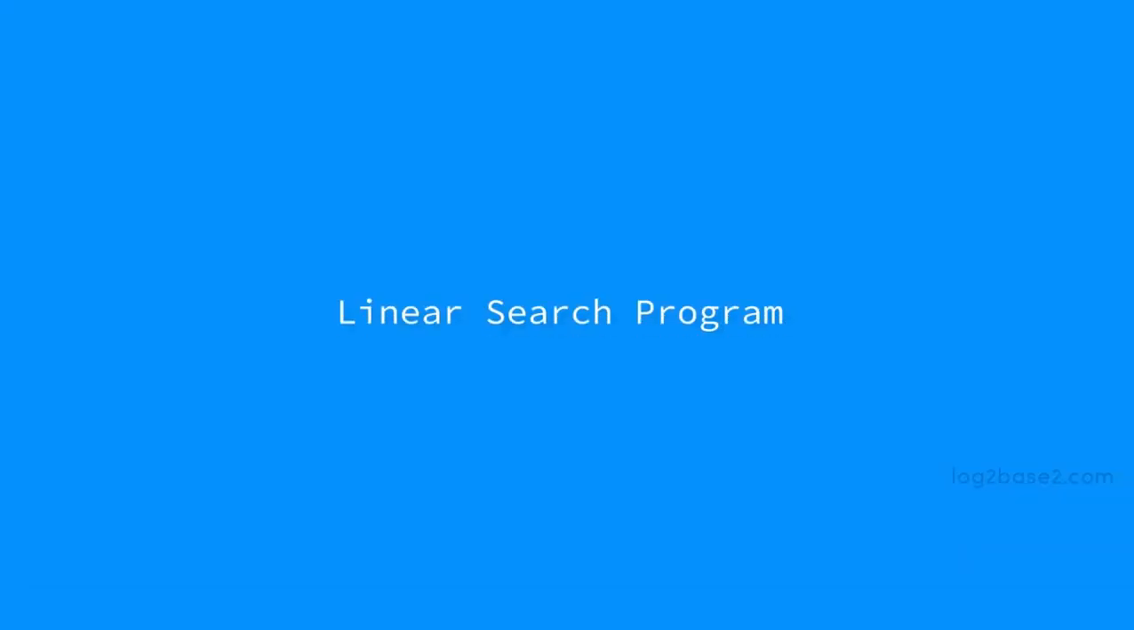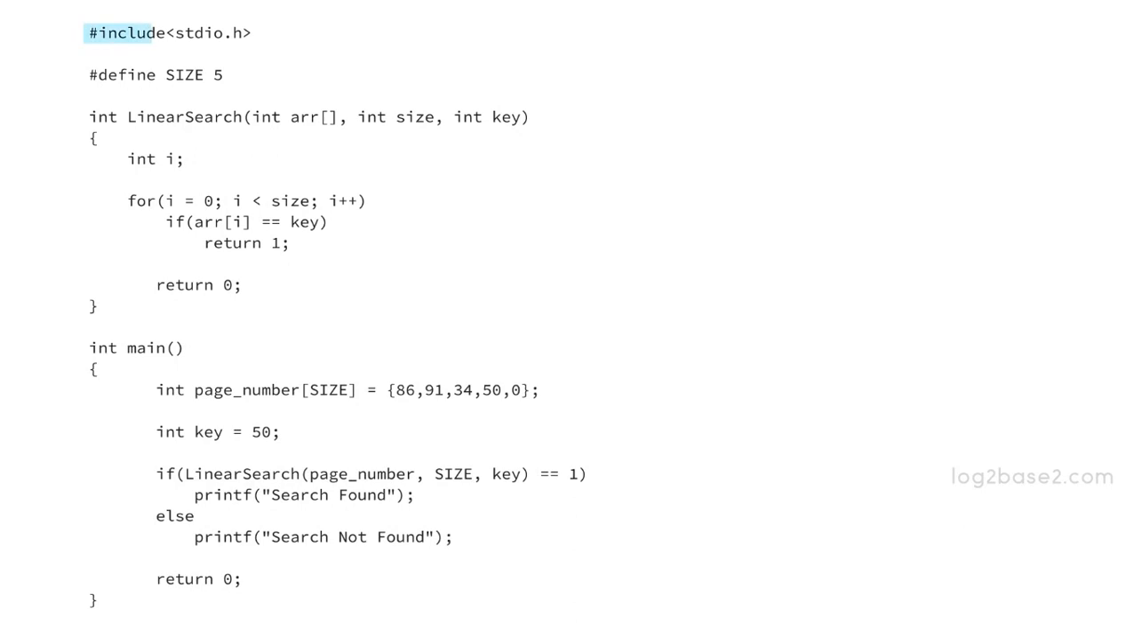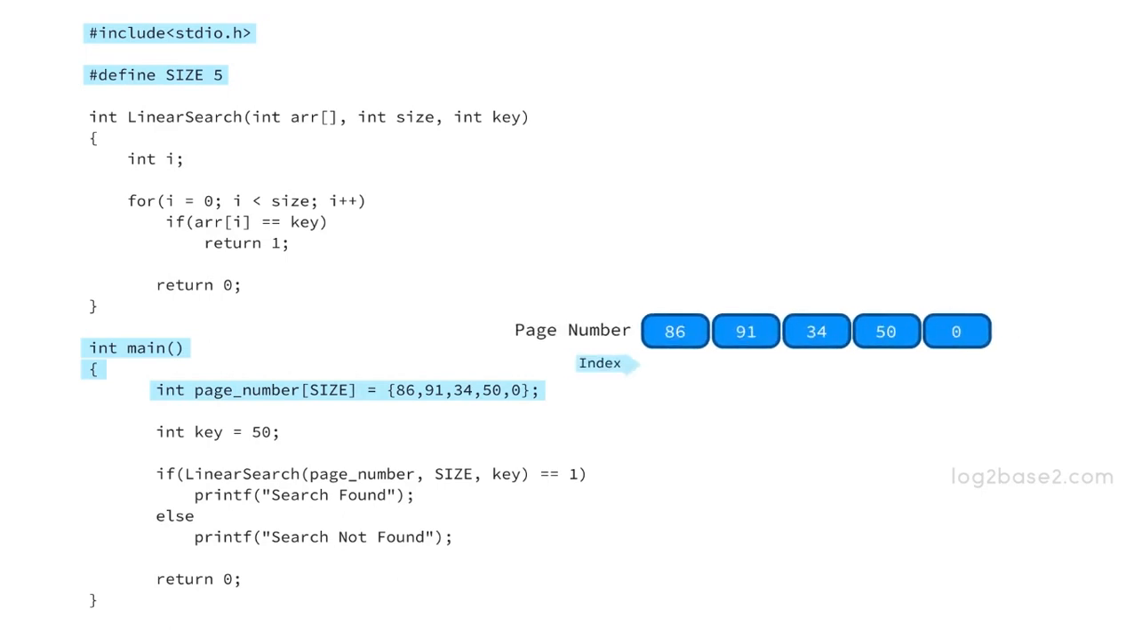Now let us see how to implement it in C language. First, let us define the size of array as 5. And we have the main function and a function linear search. So execution begins from the main function. First, let us declare the array page number with elements 86, 91, 34, 50 and 0. And the key as 50.